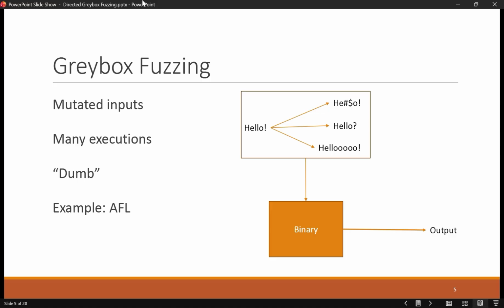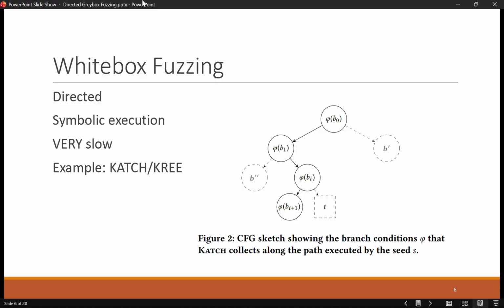Although the fuzzer has knowledge of something like the coverage of the code, it doesn't have any other knowledge of the structure of the code. So it can struggle with things that can be more complex. An example of a modern gray box fuzzer is AFL, and that's the current fuzzer that the paper tests its fuzzer against. The next method of fuzzing is white box fuzzing.